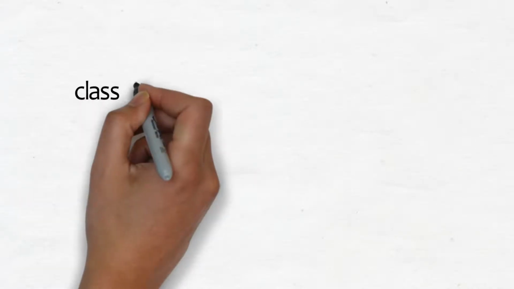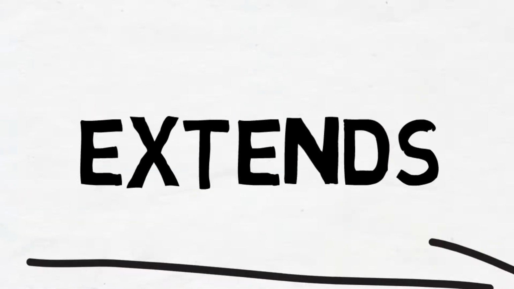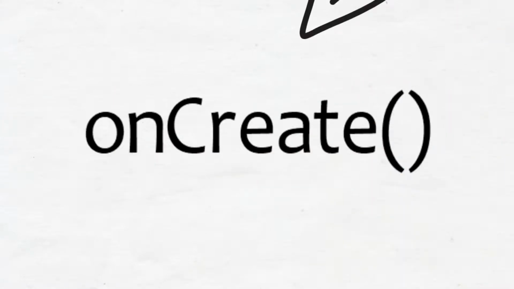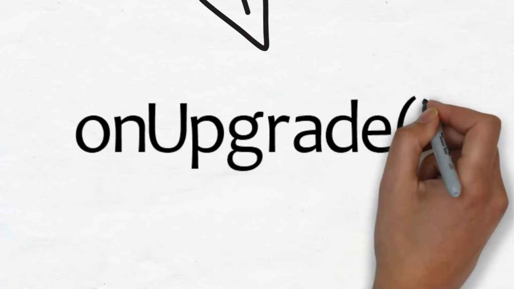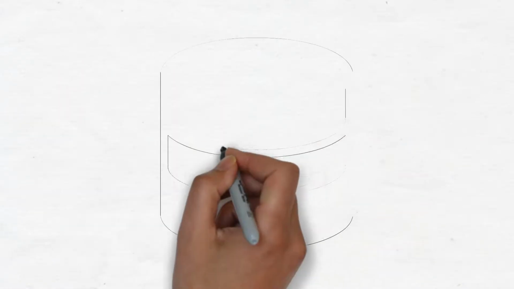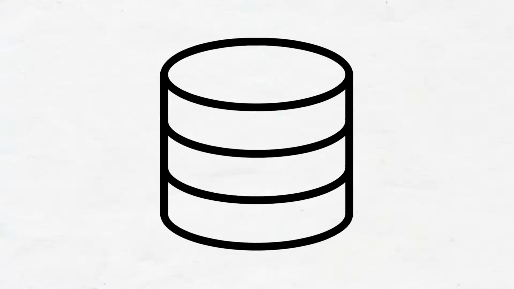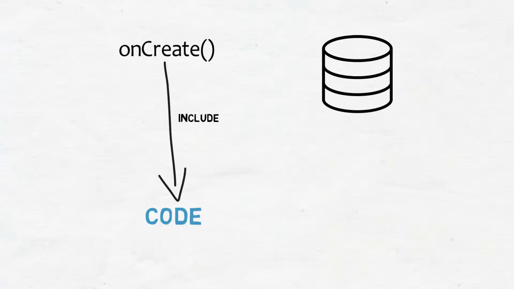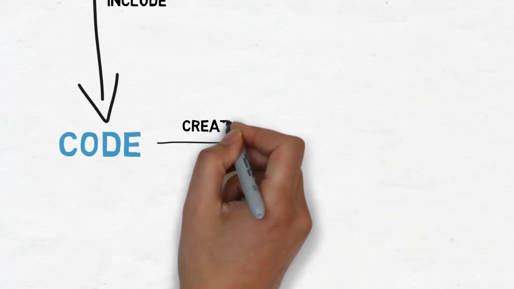You create a SQLite helper by writing a class that extends the SQLiteOpenHelper class. When you do this, you must override the onCreate and onUpgrade methods. These methods are mandatory. The onCreate method gets called when the database first gets created on the device. The method should include all the code needed to create the tables you need for your app.